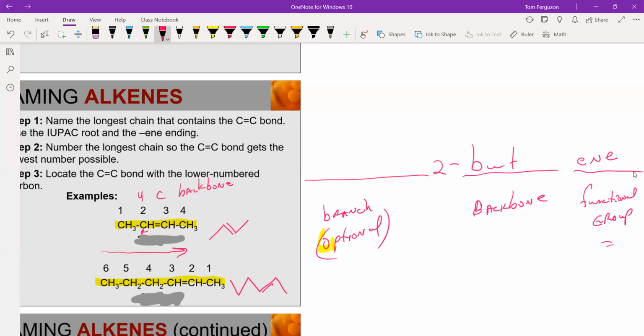This one here, if we start from the right going to the left, the functional group is on a lower numbered carbon, so we number from right to left. So here we're going this way, so the first carbon is going to be carbon number 2. So let's name this one. Okay, 6 carbon backbone, and there's no branching. So that's hex. And the functional group is a double bond, so it's an ene, so that's hexene. And the first carbon is carbon number 2, so that's 2-hexene.